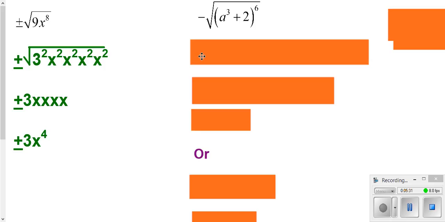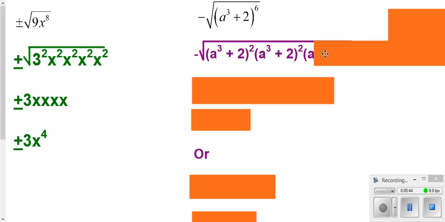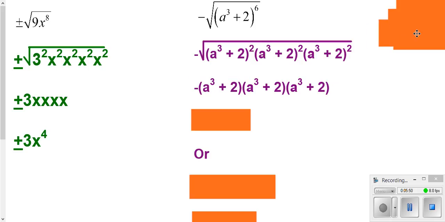This one here, it could be done a couple ways. This one here could also be done with a 1/2 exponent, but I did not choose to do it that way. We could write it as perfect squares on the inside, and then your square root will cancel each one of these squares out, leaving you with that negative in front and just your parentheses. Each one of the parentheses is the same, so you could write it as that all cubed.